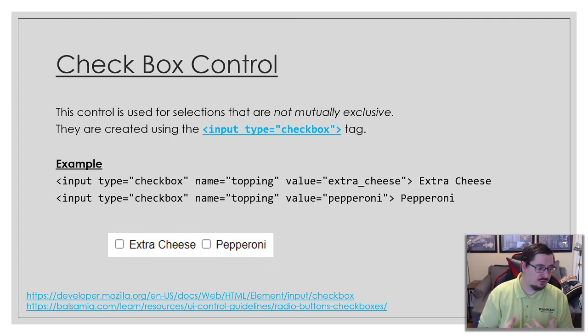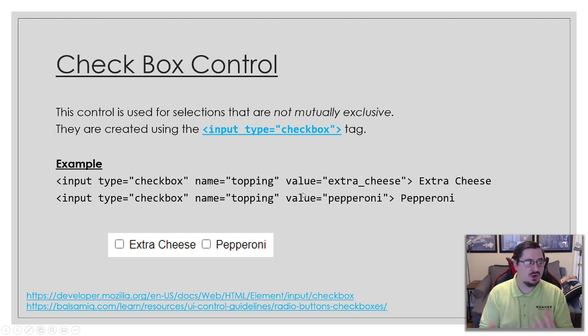Checkboxes are very similar. Checkboxes are created with the type checkbox. The difference being, if you'll remember right, checkboxes are not mutually exclusive. You can check as many boxes as you want. They won't affect each other. With radio buttons, you remember you check one, it unchecks the other. That doesn't happen with checkboxes. So in here, I've got two checkboxes. I've actually given them the same name of topping because you can have more than one topping on your pizza. So here we've got topping extra cheese, and here we've got topping pepperoni.